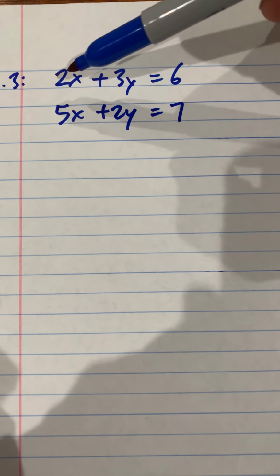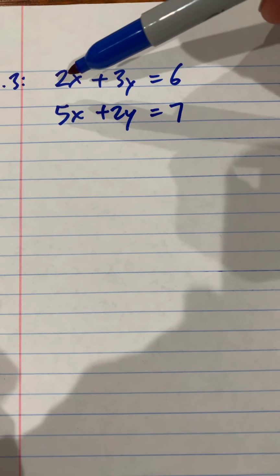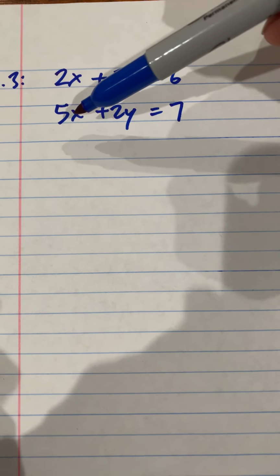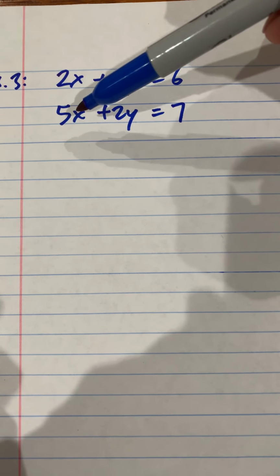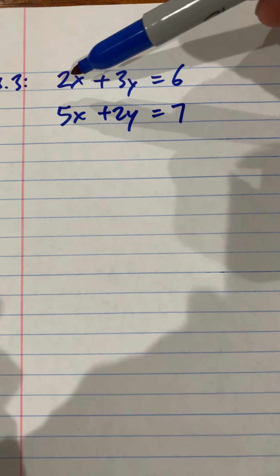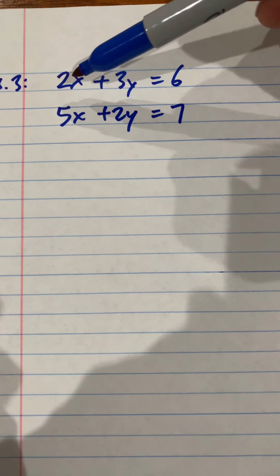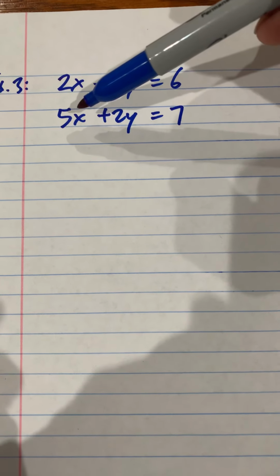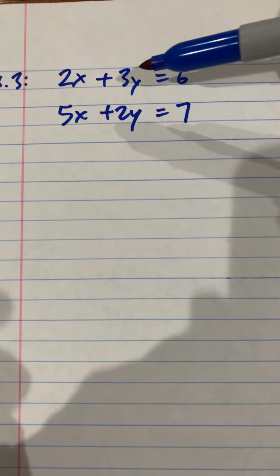So if I take 2x times negative 2, that gives me negative 4x. Well, does that cancel with positive 5x? No, it doesn't. If I take 2x times negative 3, that gives me negative 6x. Does that cancel with positive 5x? No, it doesn't. Okay, well, let's try it over here.